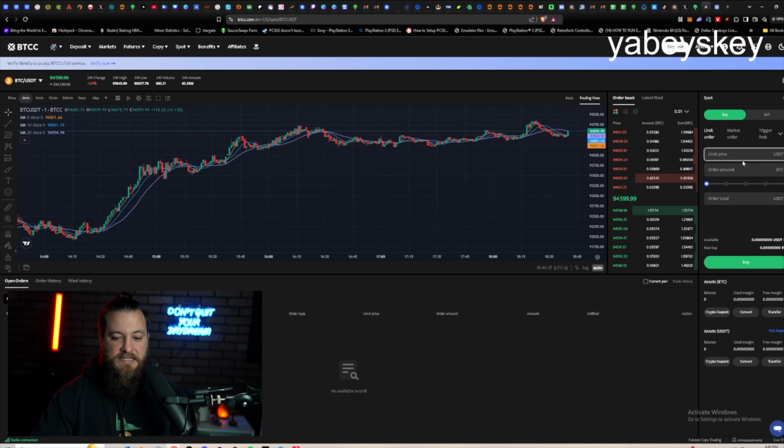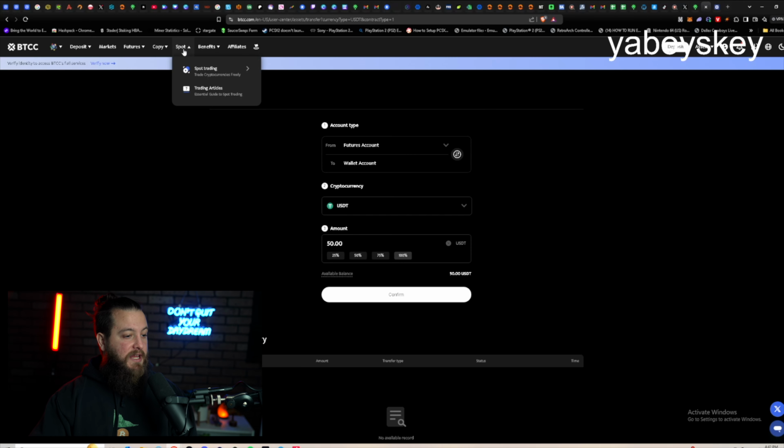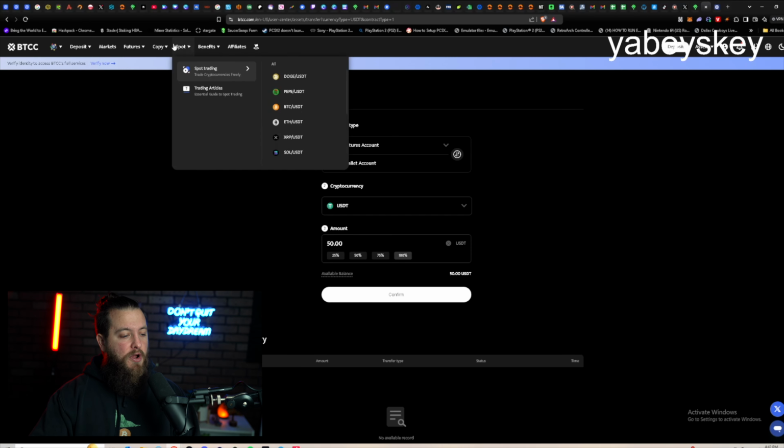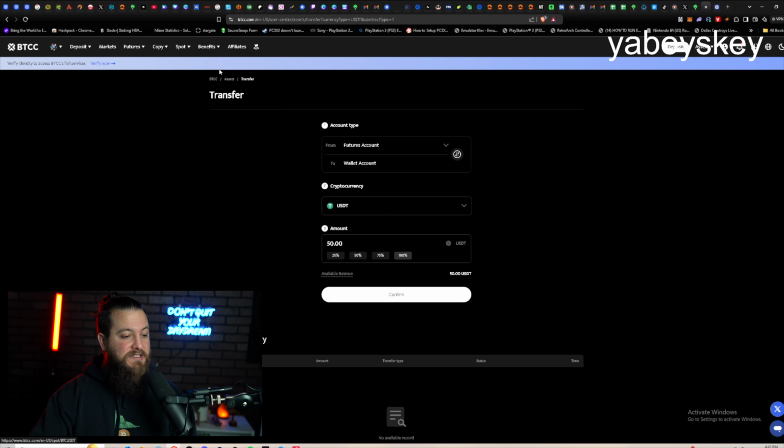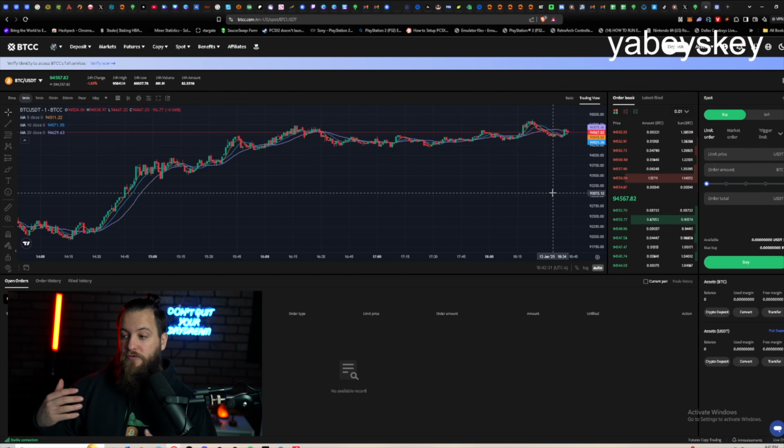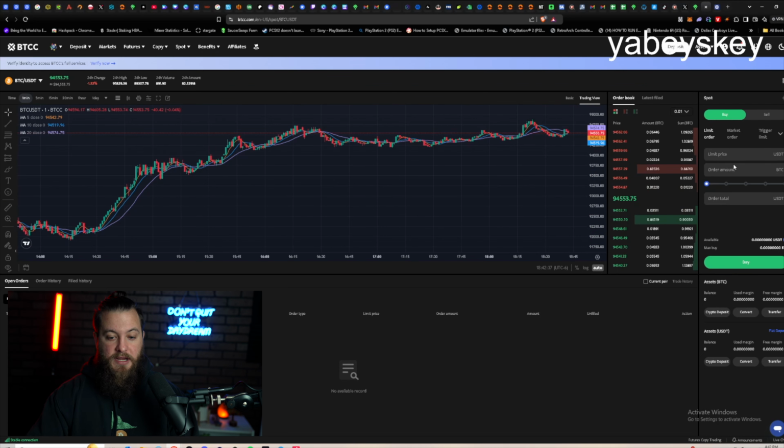Right here where it says limit price, that means you could put an order in. All right, so it looks like when you deposit, it goes to your futures. We're going to go ahead and leave it there, but we are still going to show you how to spot buy and spot sell. Again, if you're buying at spot price, you're not using any leverage.